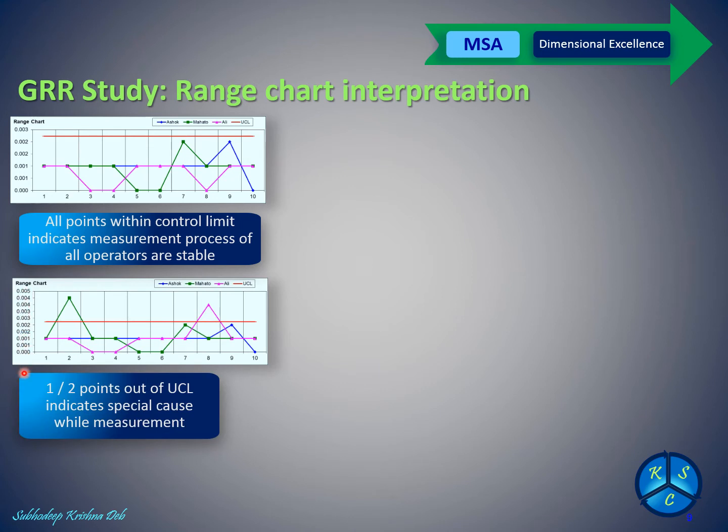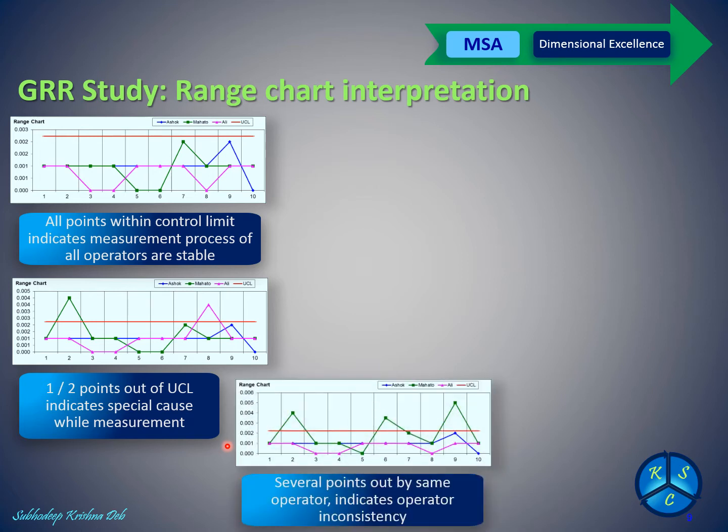Now in the second case, 1 or 2 points are out of the control limit. If 1 or 2 points are out, this indicates that there is some special cause which needs to be taken care of, corrections need to be done, or if there is some special cause, we can remove it and take the readings again also.